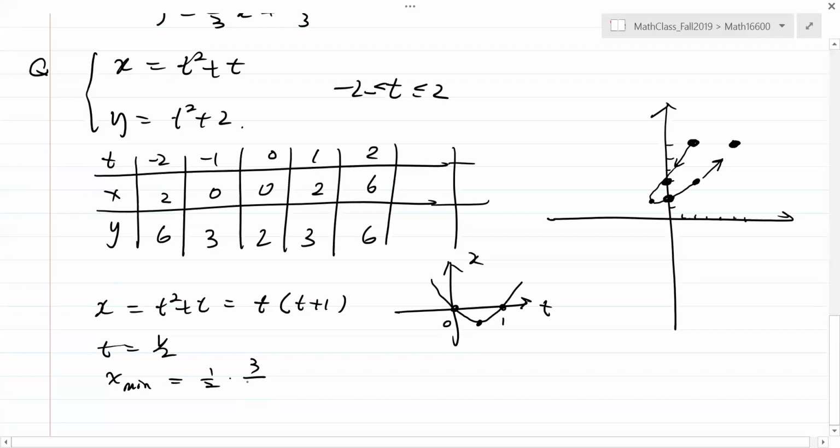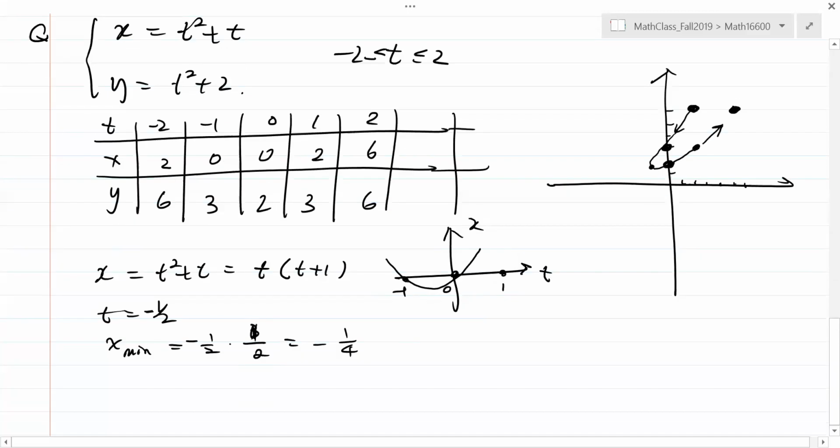So the minimum value of x is going to be when t is negative one half. Hold on, I drew it in the opposite direction. The picture is like that. Okay, negative 1. So when t equals negative 1/2, x is going to be negative 1/4. So the smallest value for x: x equals t squared plus t is always greater than or equal to negative 1/4, and it equals negative 1/4 when t equals negative 1/2.